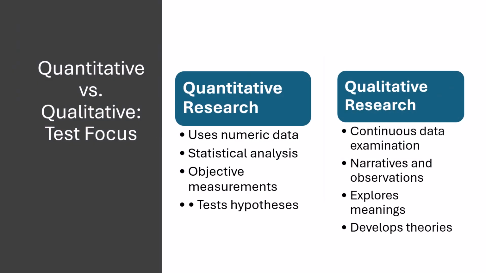Okay, here's one of the most fundamental distinctions in research: quantitative versus qualitative. Quantitative research uses numbers and statistics. It's all about measurable data. You'll use statistical analysis to test specific hypotheses. Remember for the exam that this is considered the most rigorous evidence, especially randomized controlled trials. On the other hand, qualitative research examines things continuously. It's more about narratives and observations, the stories and experiences that numbers can't capture. It explores meanings rather than measurements and helps develop theories instead of testing them. The exam often tests if you can distinguish between these two approaches, so know the characteristics of each.